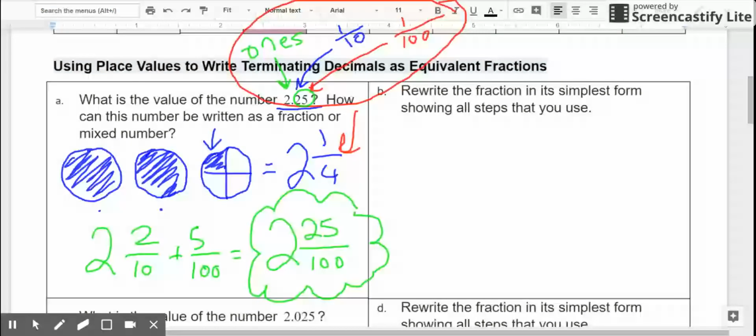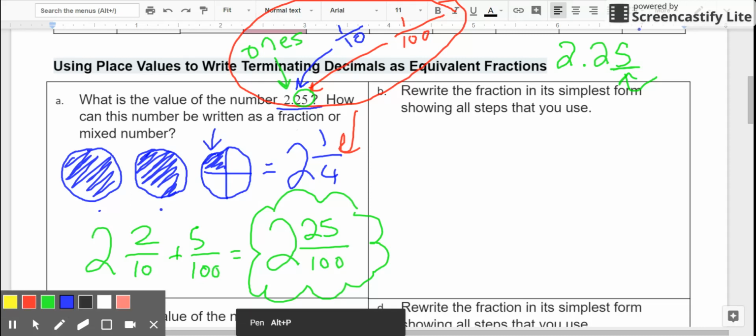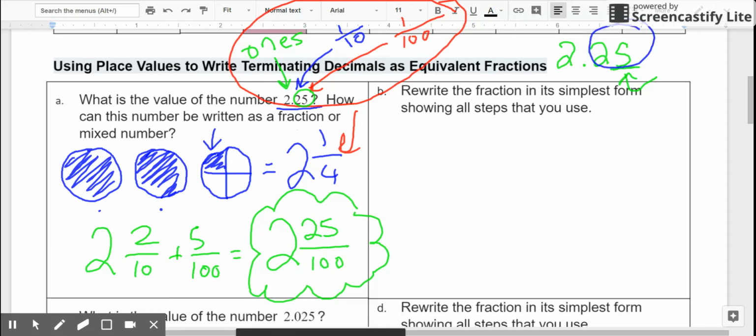All right. So the reason this works is when I rewrite a decimal as a fraction, I can just look at my furthest right place value and write the decimal part of my number as a fraction over that place value. So again, because my 5 goes into the hundredths column, I can write this number as 2 25 hundredths.